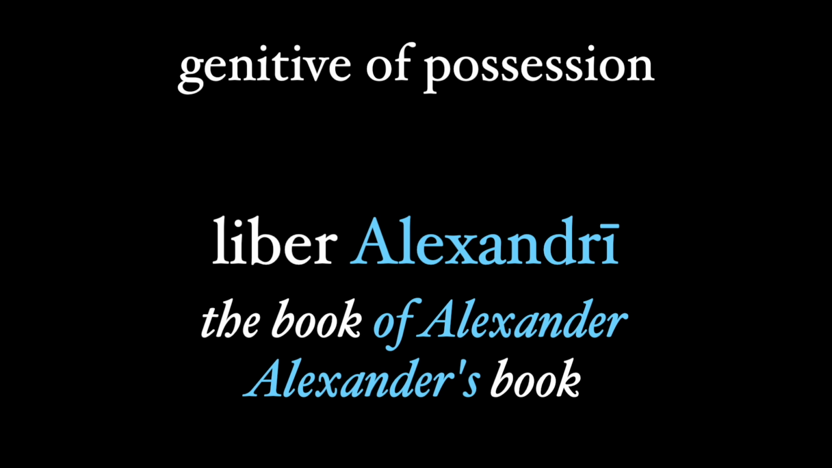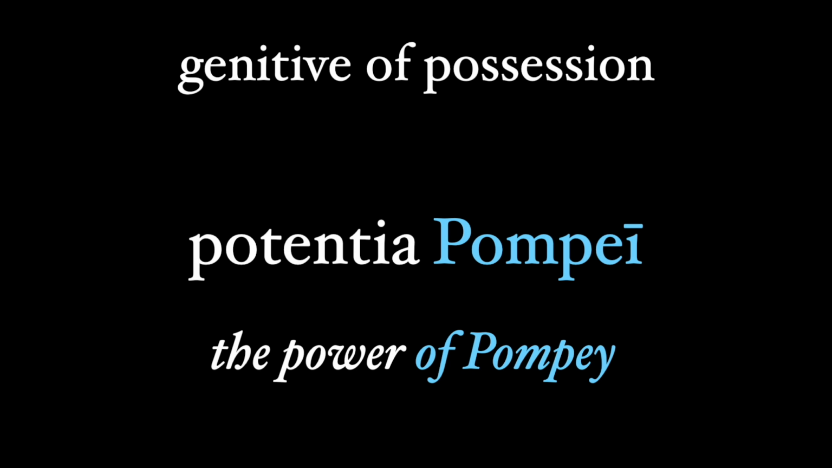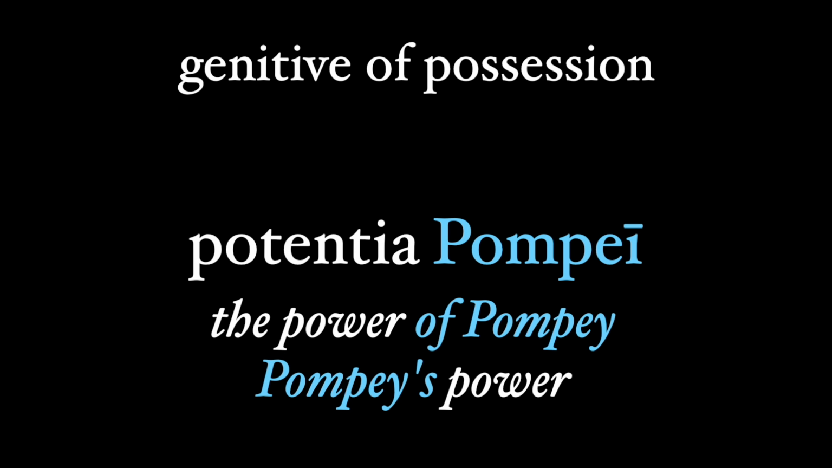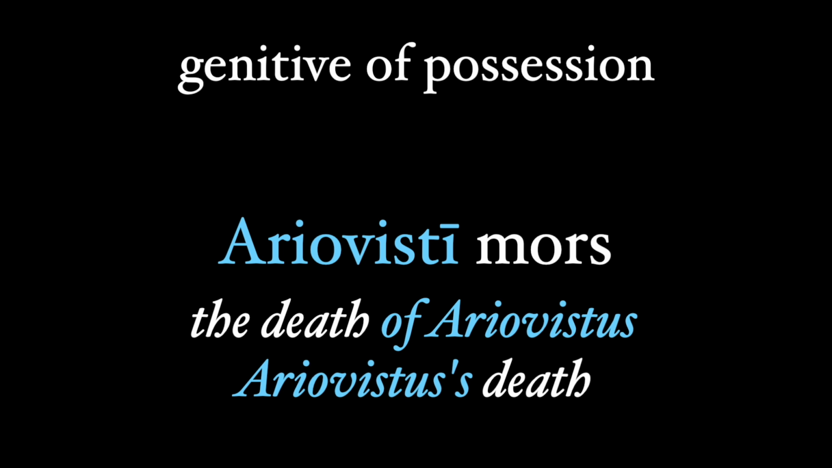Alexandri is the genitive noun, and we can clearly understand that he owns the book. This is his book. Potentia Pompeii, the power of Pompey, or Pompey's power. Ariovisti mors, from Caesar's Gallic War, the death of Ariovistus, or Ariovistus's death. Spoiler alert. There are even examples of the genitive of possession being used with an understood noun.